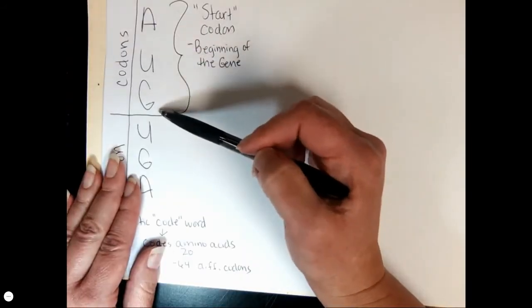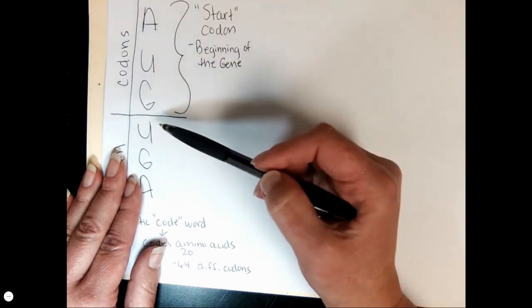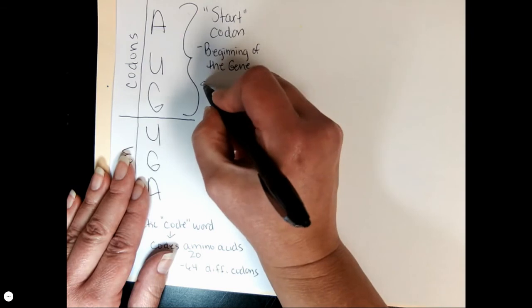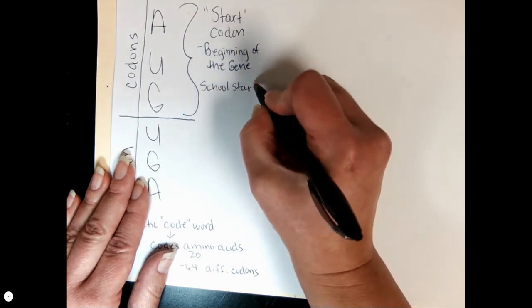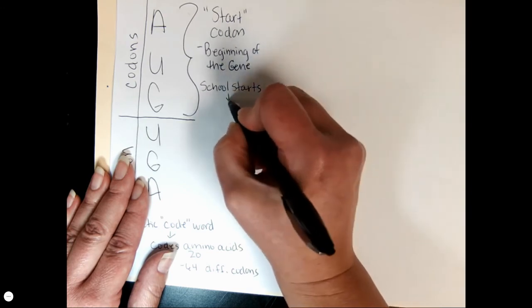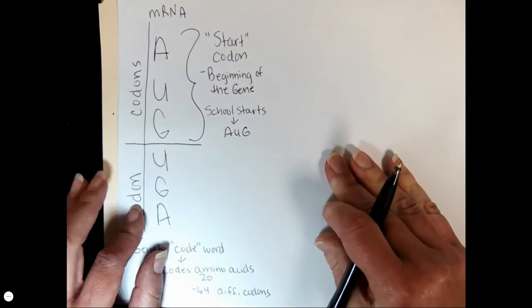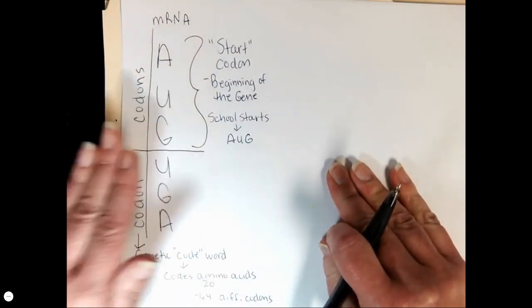All right, I do have a memory device here to remember that AUG is the start codon, and it has a little something to do with school. So when does school start every year? It might be the most dreaded month of the whole entire year, unless it's your birthday month. School starts in August, AUG. So it's a really easy, cheesy way to remember it.